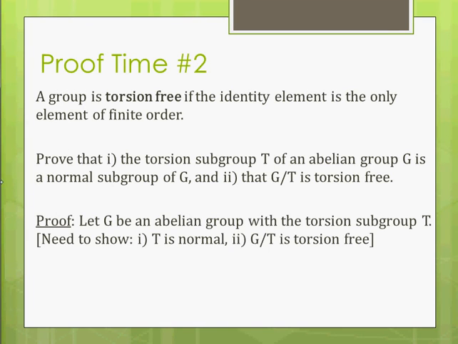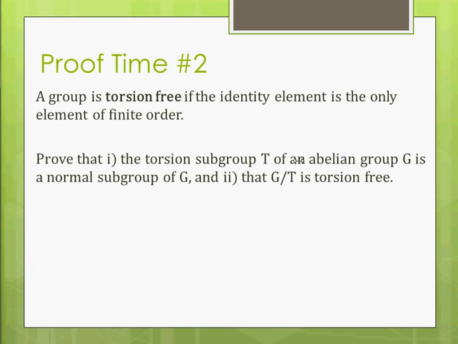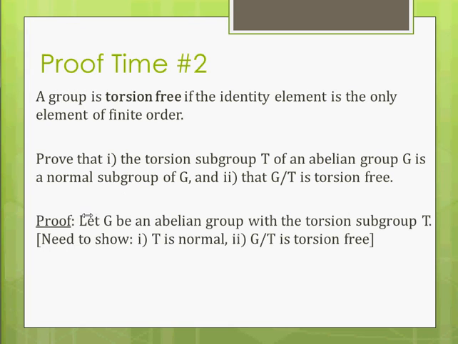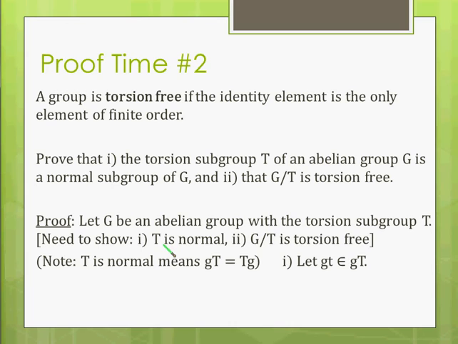So first we're going to show that if we have a torsion subgroup T of an abelian group G, then it's a normal subgroup. So what we got here? Just a setup here. Let G be abelian with torsion subgroup T. So we need to show that T is normal. And that's pretty straightforward. Let's just do that real quick. T being normal means GT equals TG.